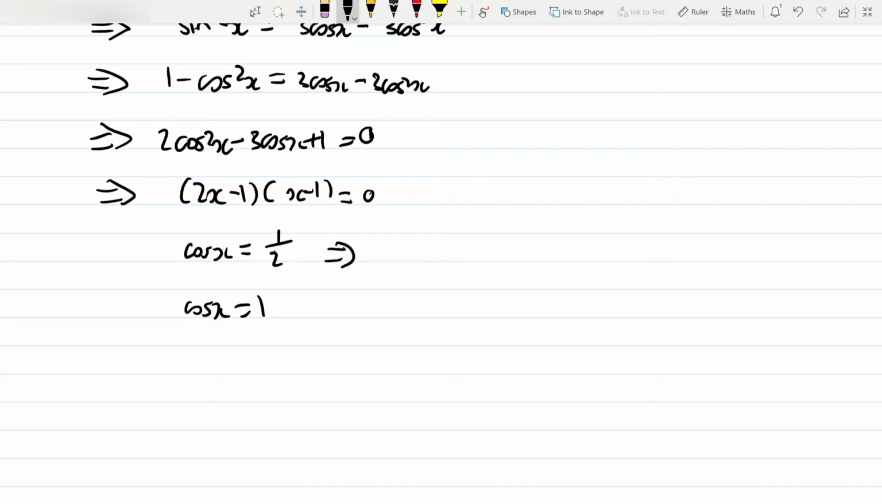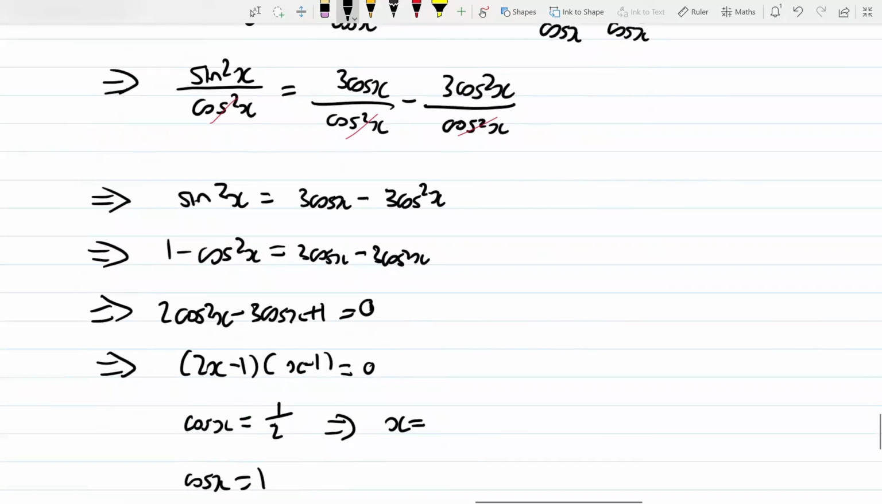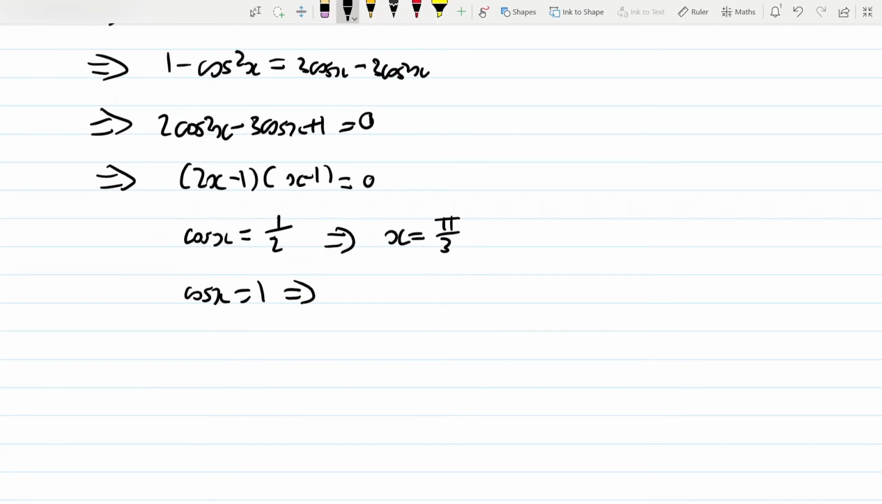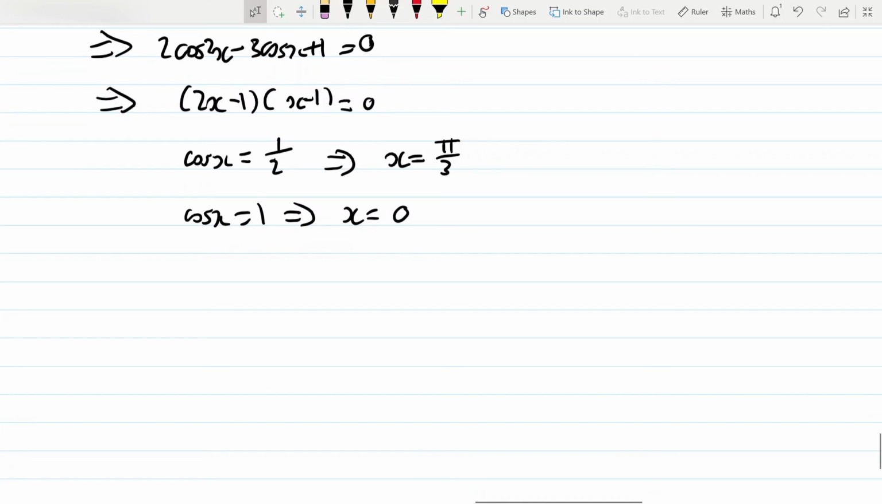Okay, so this implies that x is equal to, well, within the range of 0 and pi, we will have to say pi over 3. And here, this one is simple, x just being equal to 0. That's our solutions to this equation, pi over 3 and 0, done.